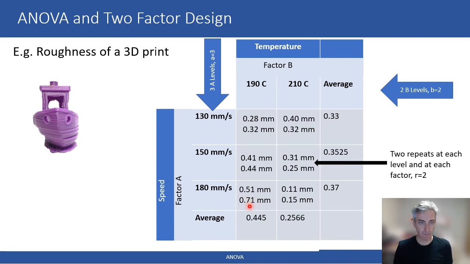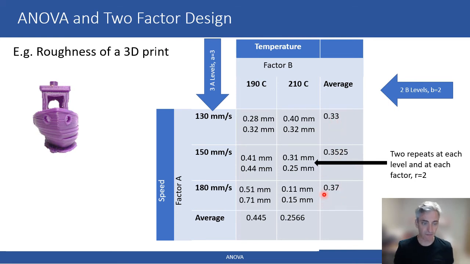The same applies for factor B, which is temperature. So here I've taken the average of these 6 measurements, which is the roughness at the 3 different speeds, and I've done that again for the higher temperature. So I can now see roughly, but I don't know if it's statistically significant yet, that as I increase the temperature, the roughness gets lower, and as I increase the speed, the roughness gets higher.